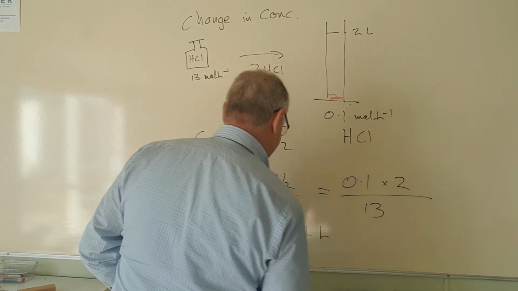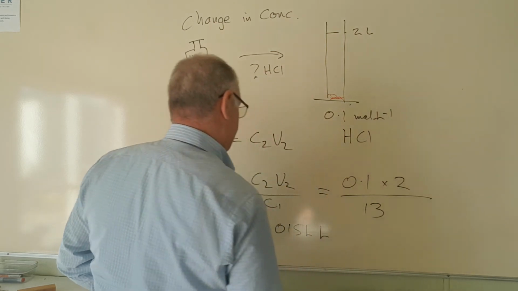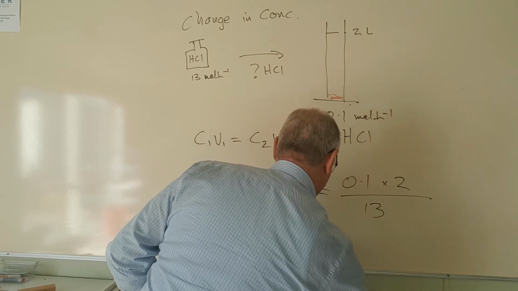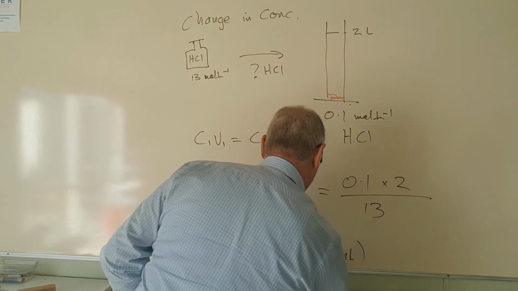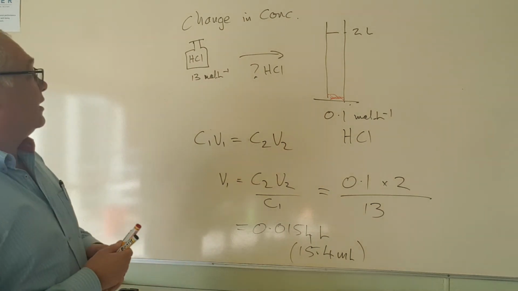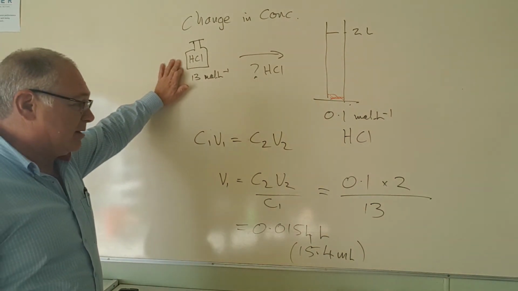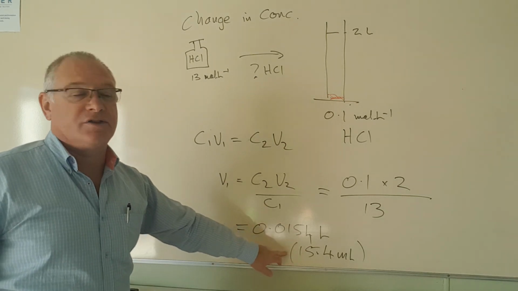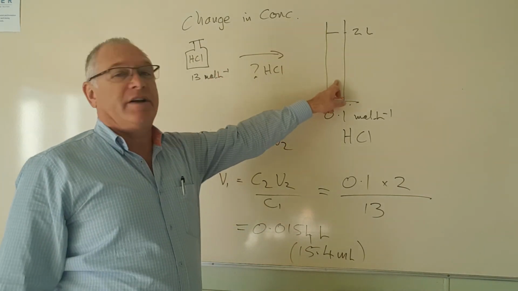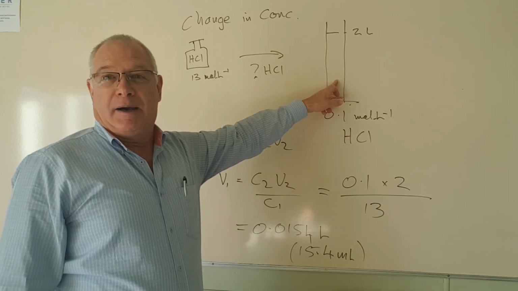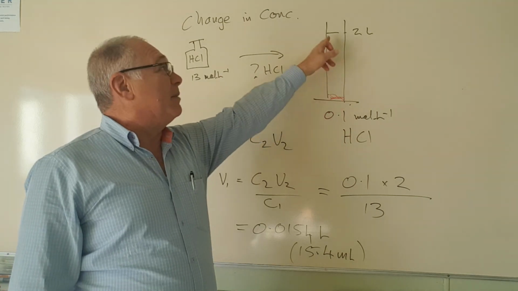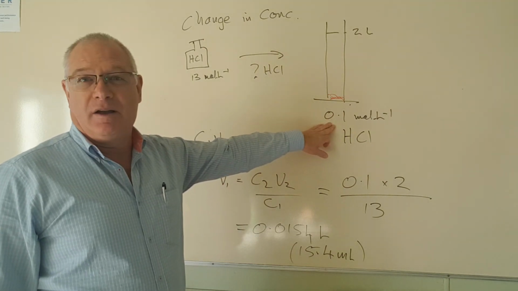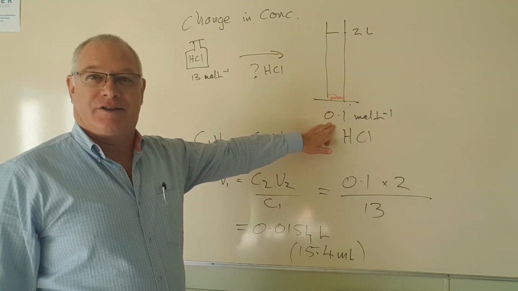0.0154 litres, or 15.4 millilitres. And there I can, with a measuring cylinder, measure out my 15.4 millilitres of concentrated hydrochloric acid, put it into my measuring cylinder, and then make it up to 2 litres. And there I now have 2 litres of 0.1 mole per litre standard solution.